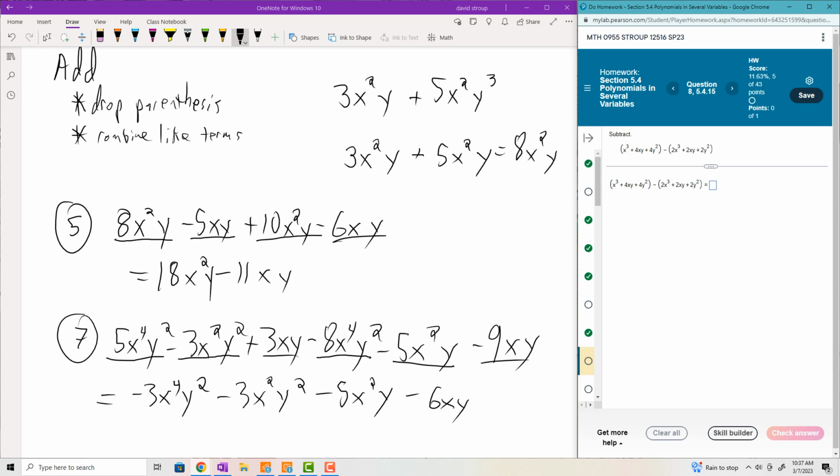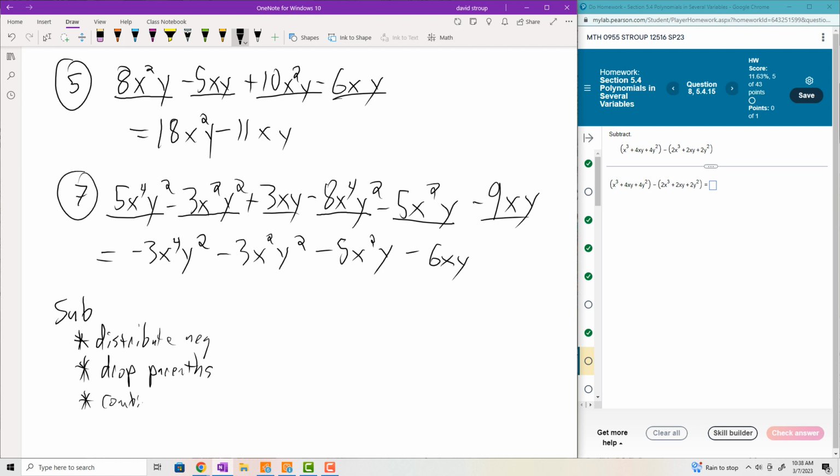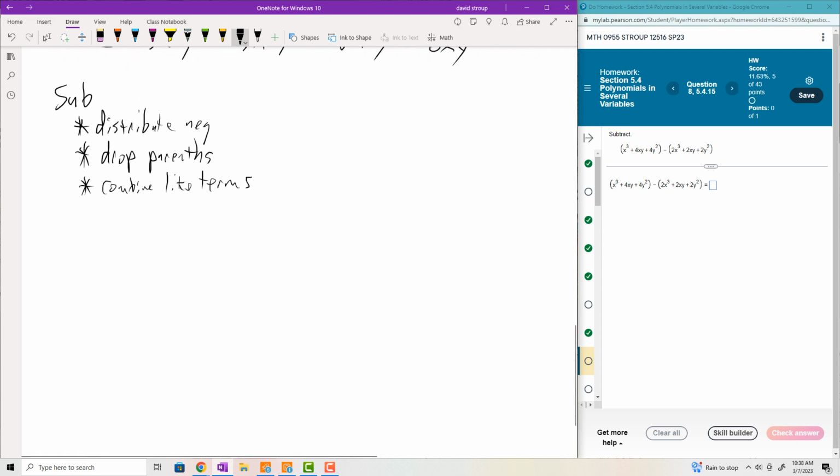All right, so next then are subtraction problems. So for subtraction, you first need to distribute the negative. Okay. Then you can drop the parentheses and combine like terms. Okie dokie. So handle number 8.